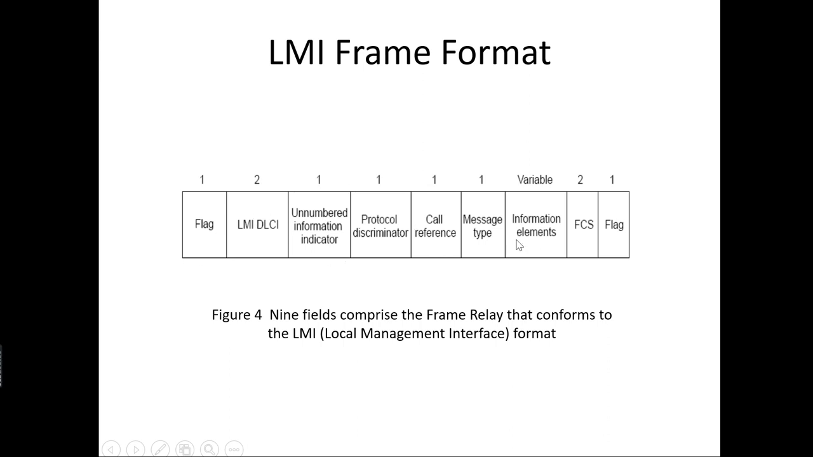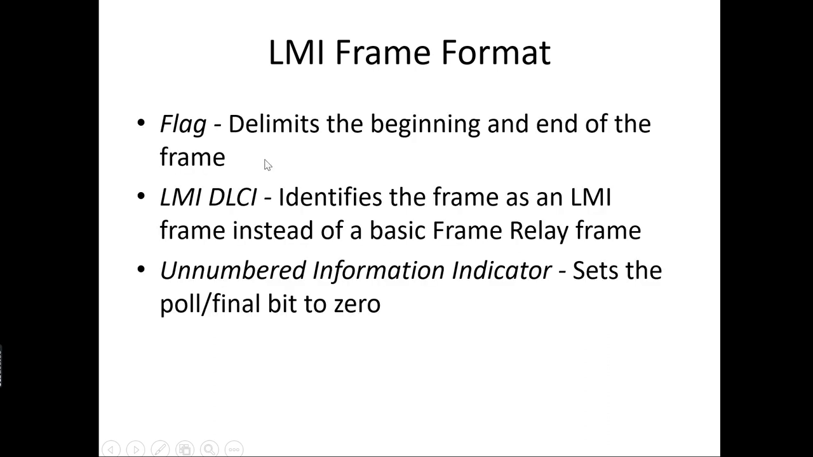This has some additional frame format. It has some 9 fields in it. It starts with a flag. It's the same delimiter value at the beginning and the end of the frame. Then coming to the LMI DLCI. It is the connection identifier. It identifies the frame as particularly the unique LMI frame instead of the basic frame relay.